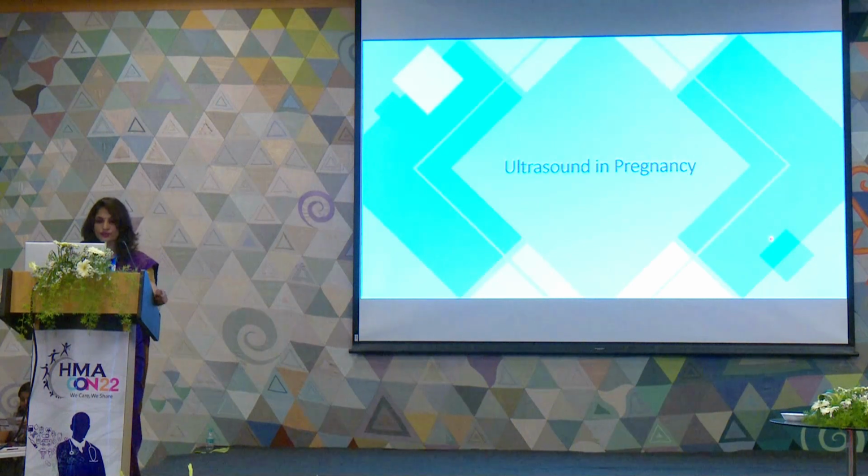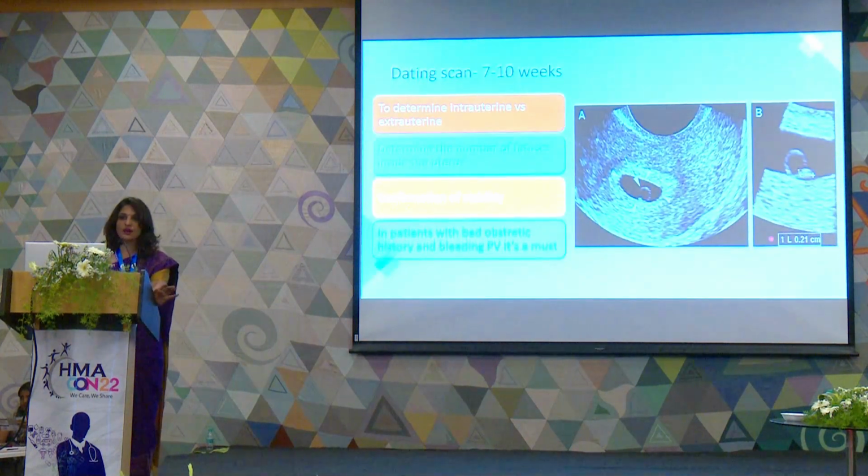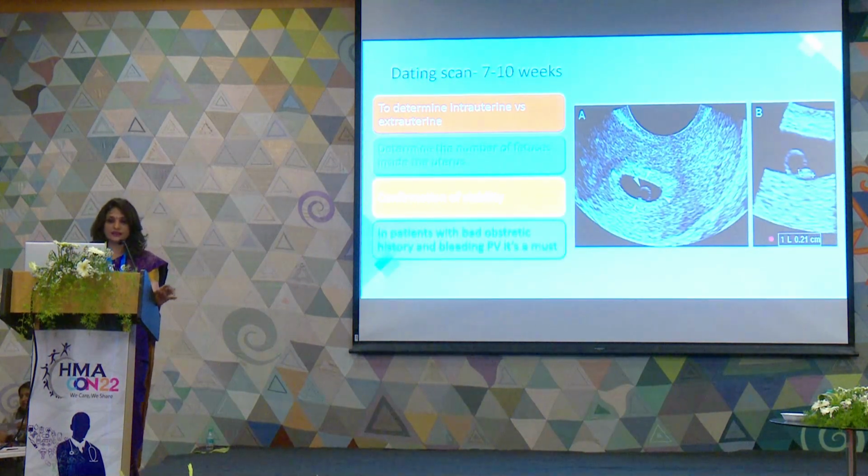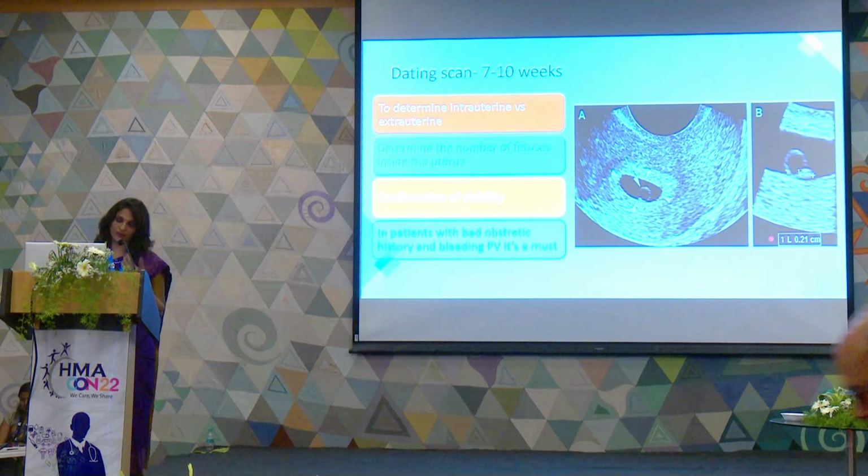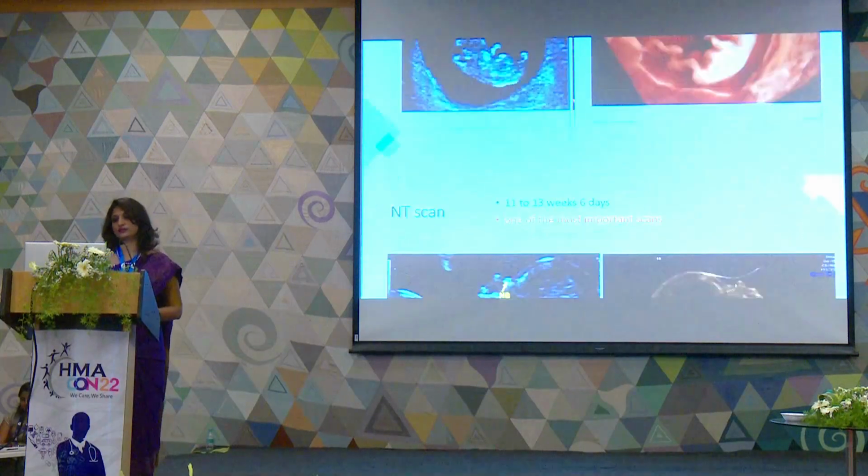So now moving forward to ultrasound in pregnancy. First, the dating scan. It is done at 7 to 10 weeks, generally to determine intrauterine or extrauterine pregnancy. It is generally done for viability, and if the patient is having bleeding PV, it should always be done.